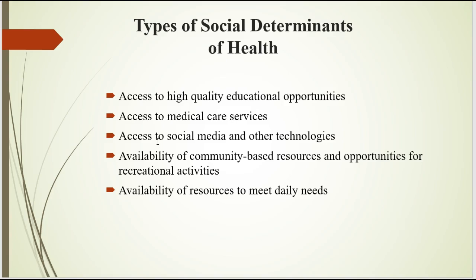The last type of social determinant of health that I'm going to go over here is the availability of resources to meet daily needs. The further an individual lives from a grocery store that offers healthy food options, like fruits and vegetables, the more likely it is that that individual will consume fast food or other relatively unhealthy options. Geographic areas that have no or few healthy food options are referred to as food deserts.